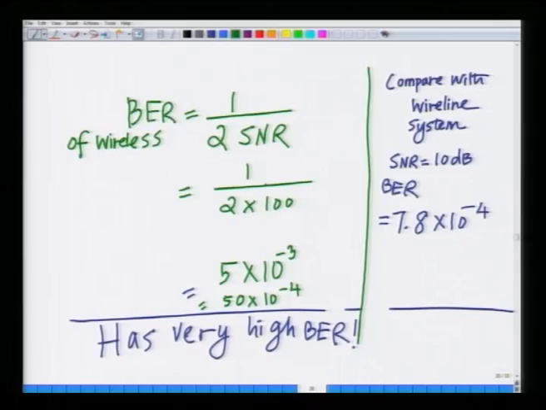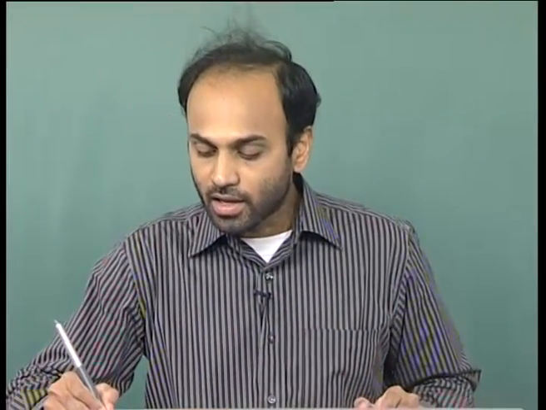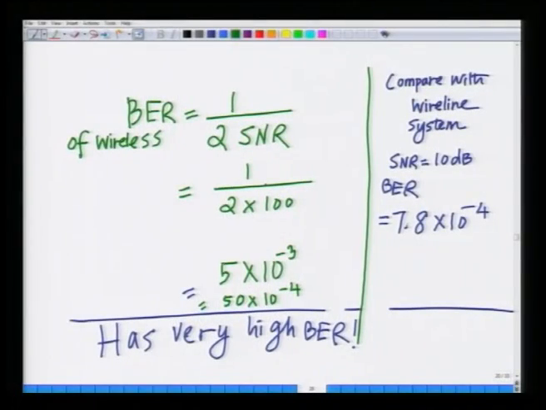Now, if you compare this with a wireline or wired system, you can see that at an SNR of 10 dB, the bit error rate in a wired system is 7.8 into 10 power minus 4, as we derived earlier, while in a wireless system it is 50 into 10 power minus 4.